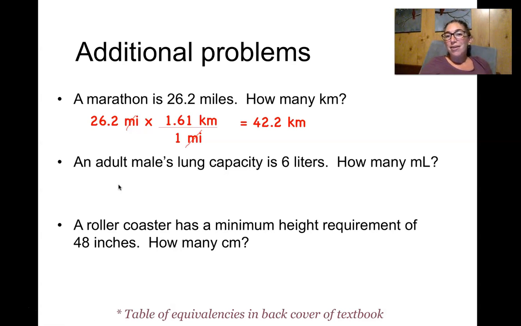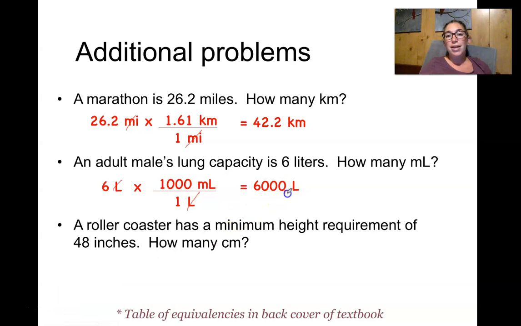Next one: an adult male's lung capacity is 6 liters. How many milliliters is that? That's one of those easier ones. We're starting with 6 liters. This is just a metric conversion. We know from the prefix in milliliter that there are 1,000 milliliters in a liter. A milliliter is 1,000th of a liter, so therefore there are 1,000 milliliters in 1 liter. We arrange it so that the liters are on the bottom of the conversion factor so that they will cancel out. Our answer is 6,000 milliliters.